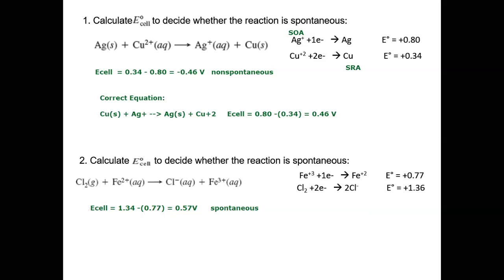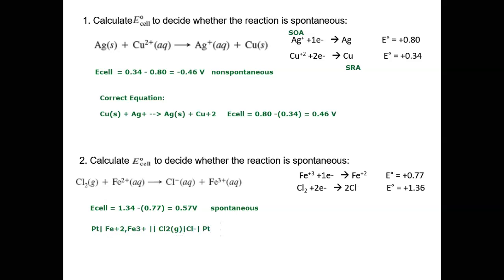So again here, if we were to write the shorthand notation, it would be: we use an inert electrode, platinum, Fe2 plus, comma, Fe3 plus, salt bridge, Cl2 gas, Cl minus, and then another inert electrode.